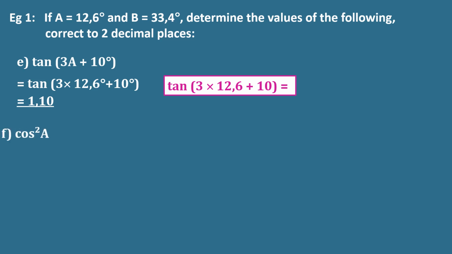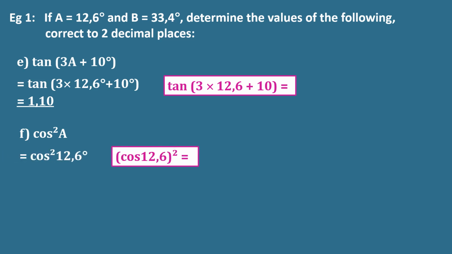The next two get slightly trickier. We need to work out cos squared A. Now, as soon as you push cos on your calculator, it makes space for the angle. It doesn't give you space to put in the squared. So what we would need to do is actually work out cos of 12,6 first and then square it. So if you put cos of 12,6 in brackets and then square the bracket, you will get the correct answer.